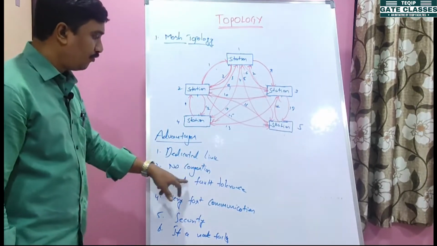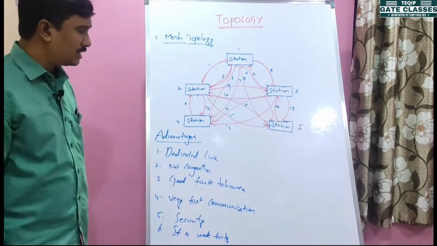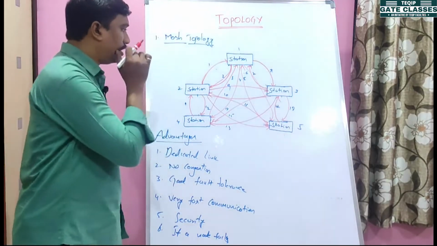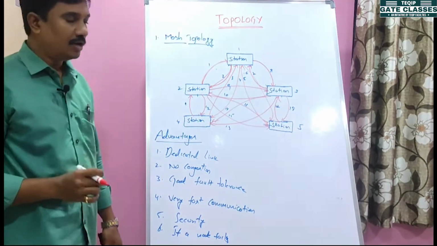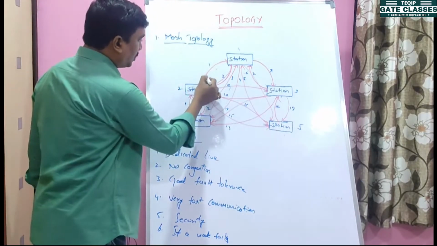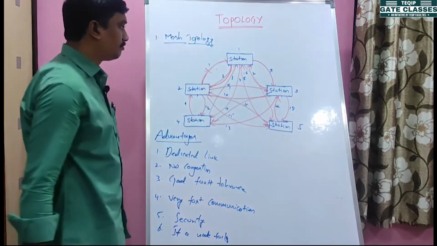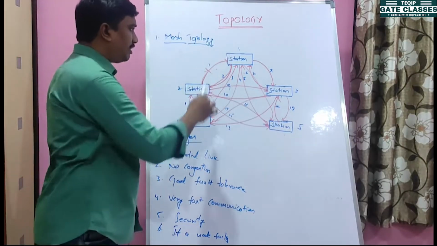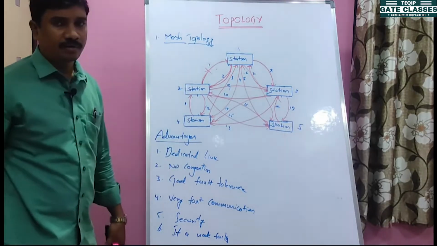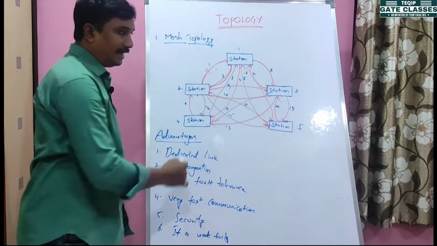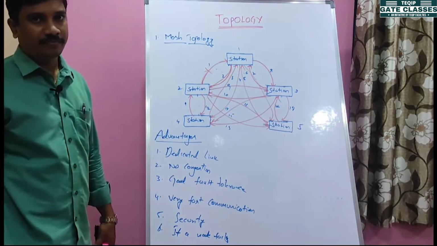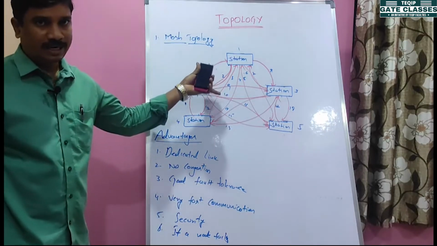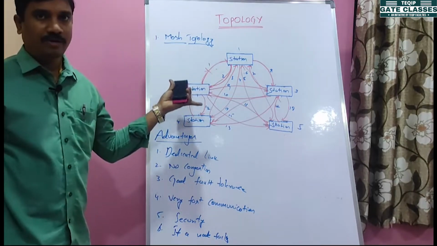And the next one is good fault tolerance. Good fault tolerance means, if there is any fault, we can easily identify it. Suppose between station 1 and station 2 the cable is blocked or disconnected and station 2 is not sending messages, we can easily identify it, because only the dedicated path is there. Next one is very fast communication. Whenever we provide the dedicated link, we can transfer the data very quickly.